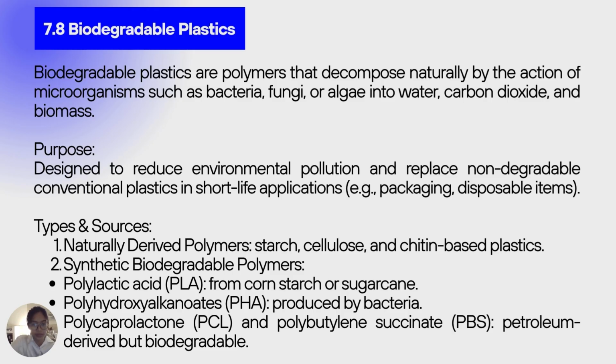Examples include PLA, or polylactic acid. It is made from cornstarch or sugarcane and used in packaging, 3D printing, and biomedical implants. There is also PHA, produced by bacteria, used in packaging and medical applications. And there is also polycaprolactone, or PCL, and polybutylene succinate, PBS, which is petroleum derived but fully biodegradable under composting conditions. Each type offers different mechanical and thermal properties, allowing engineers to select materials that balance strength, flexibility, and degradability.